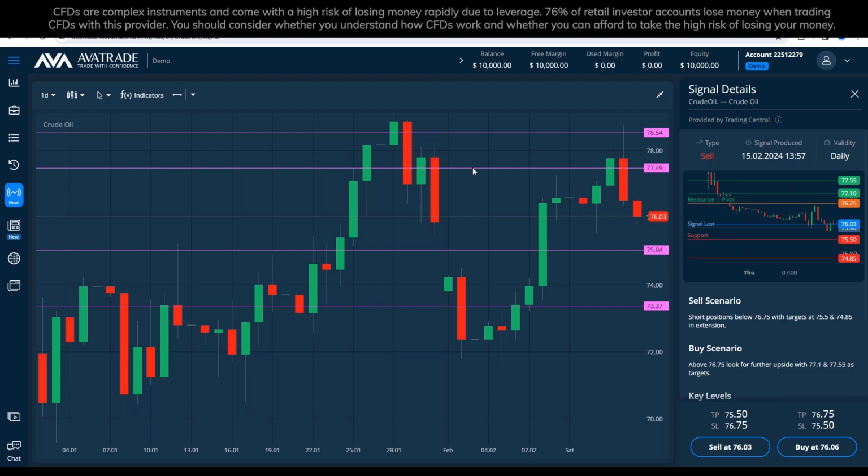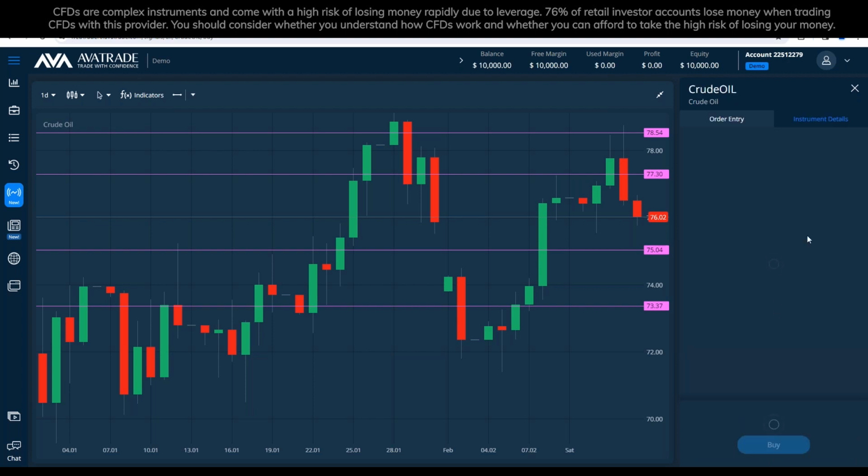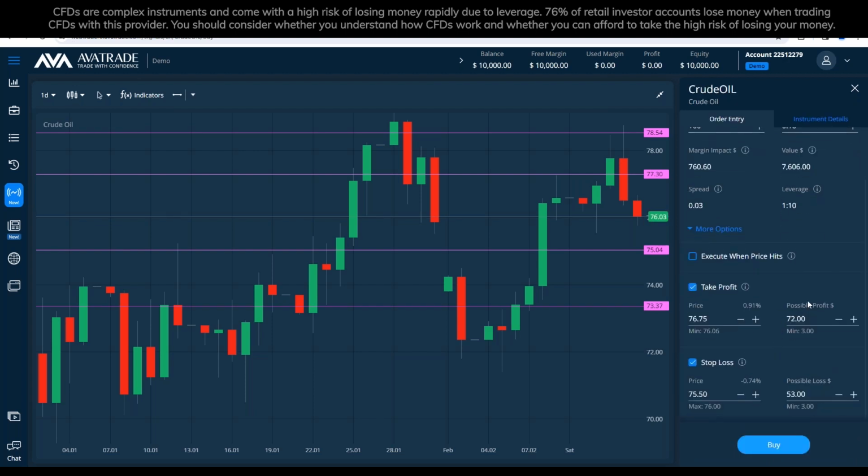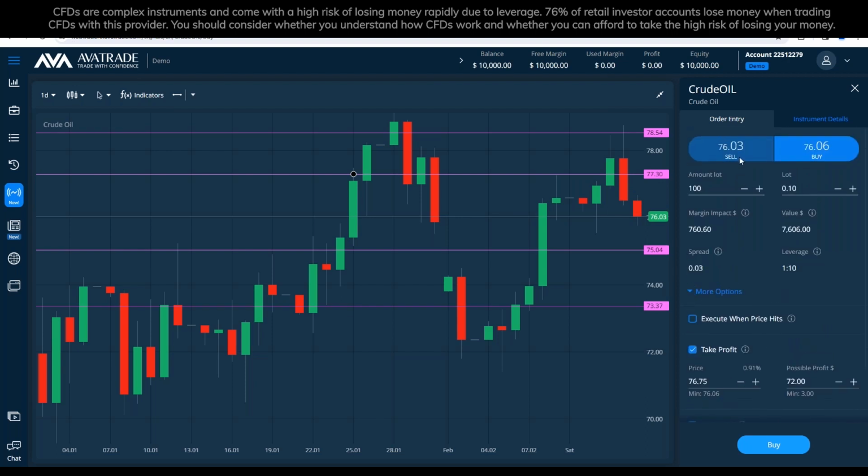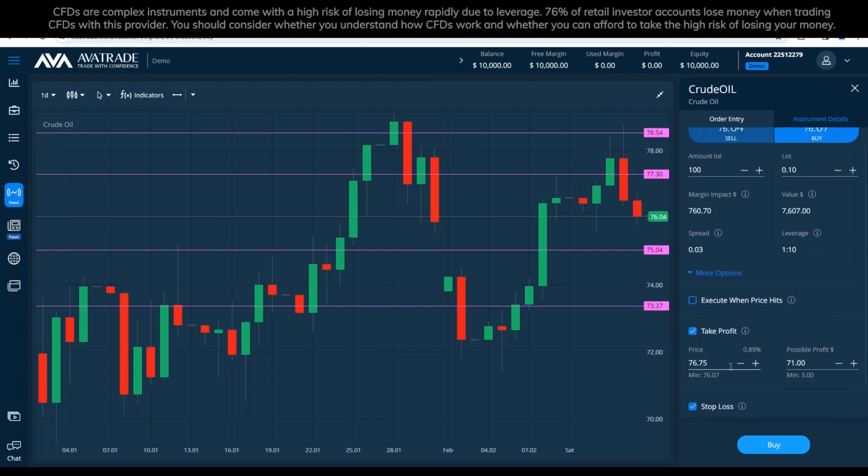What can be the potential certain levels that we have? Okay, so for instance, if I'm looking at this scenario, it seems like support and resistance makes sense to me. I can go in the buy, and then the possible profit is presented, as I said, based on the length between the opening to the target price. So for instance, if I am buying now at 76.06 and it goes up to 76.75, I'll make $71. Why is that? Because I have 100 barrels.